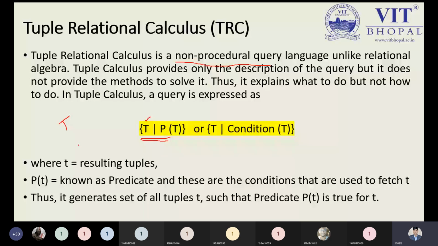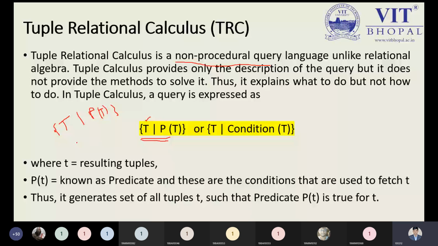If you remember some set theory concepts, we have the specific symbol over here, which comes from there. So T is here, and the next part is P(T). P stands for the predicate. T is equal to the resulting tuples, and P(T) basically determines some predicate that is important to define the condition, which is used to determine what we need to fetch.